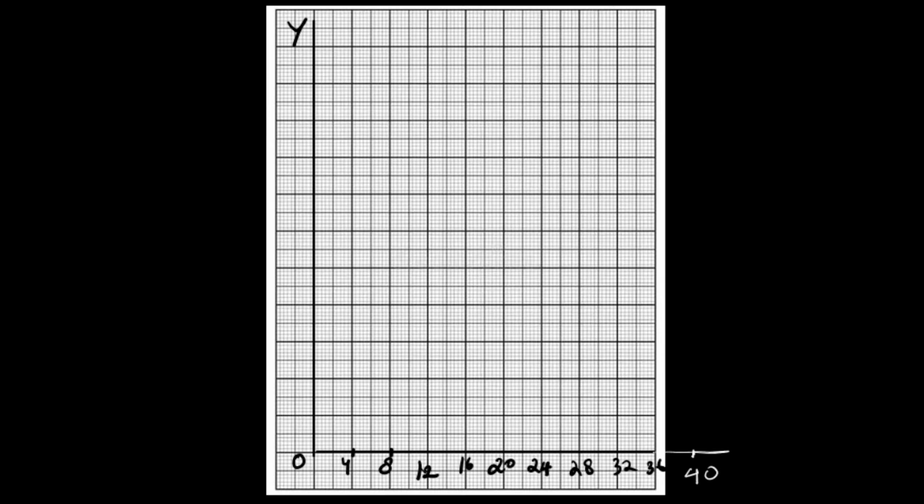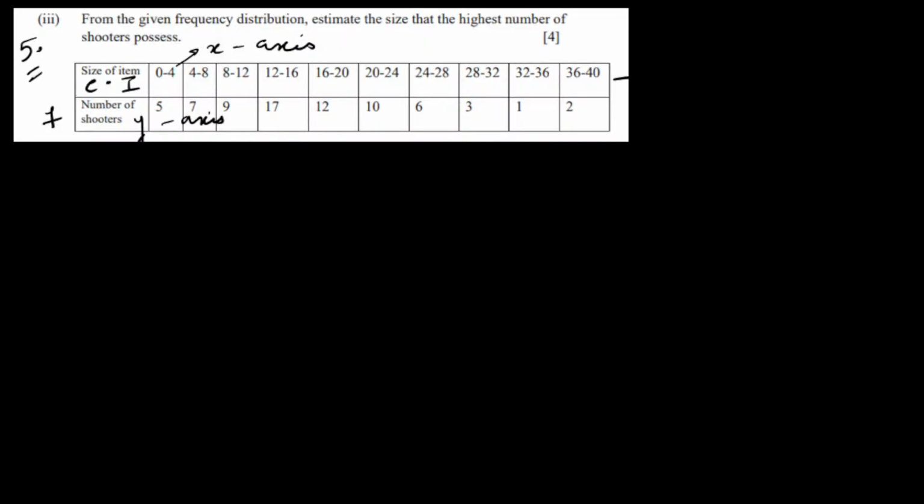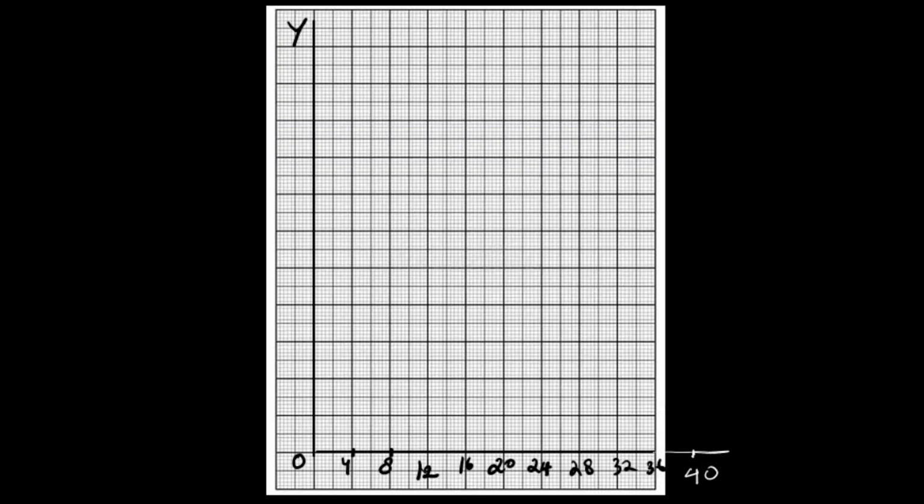So I'm just extending it. Now frequency. You can see the highest is 12. If you want, I think on your graph that much space will be there. So 1, 2, 3, 4, 5, 6, 7, 8, 9, 10, 11, 12. Now we can draw.